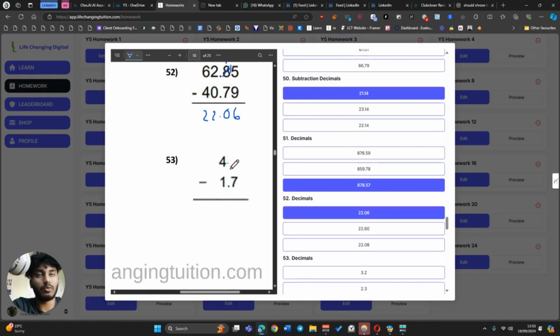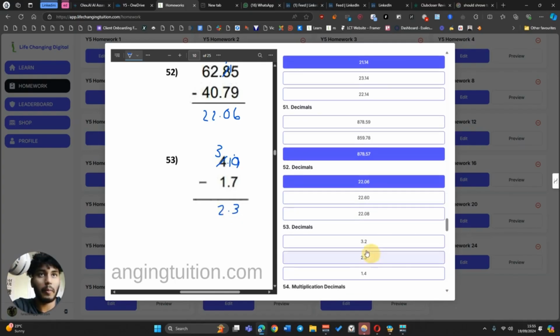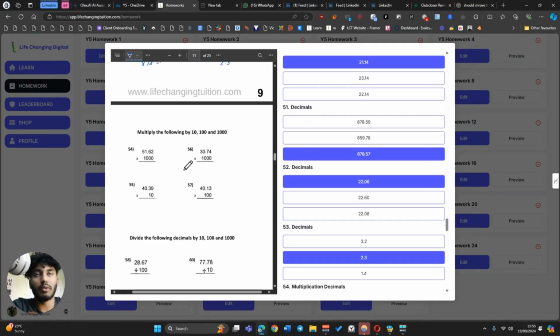Alright, with this one again, it's a decimal point here. And there's a 0 that we can't see. 0 needs to borrow from here to make 10. So we've got 3. And 3 minus 1 gives us 2. So 2.3.